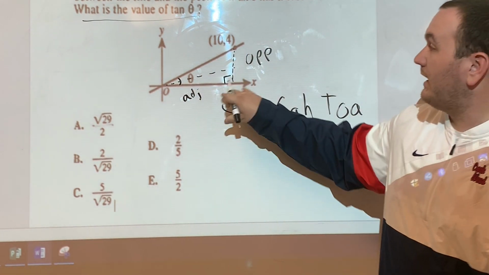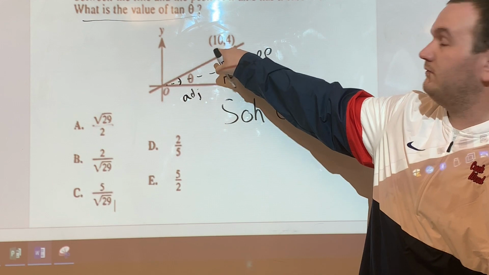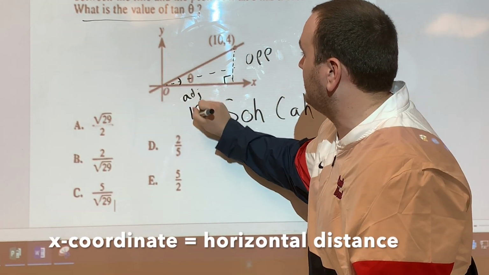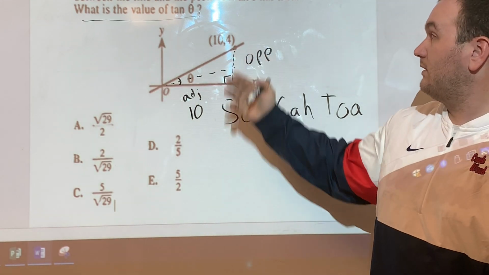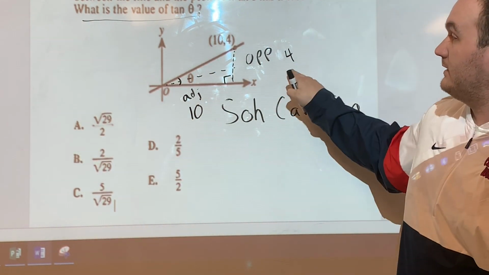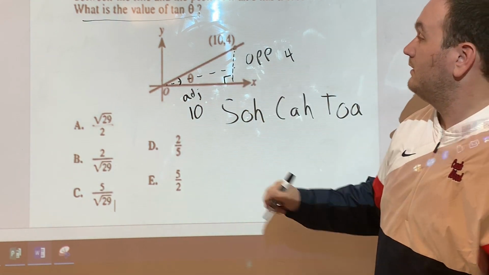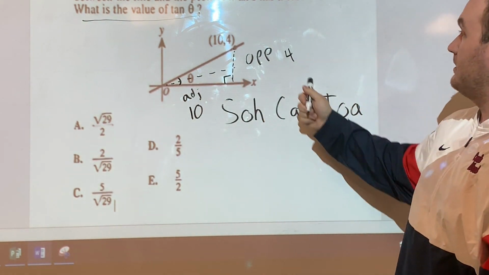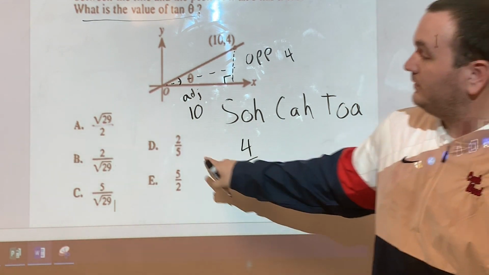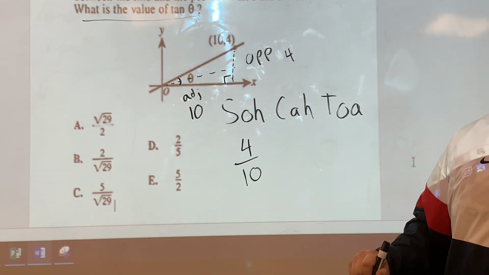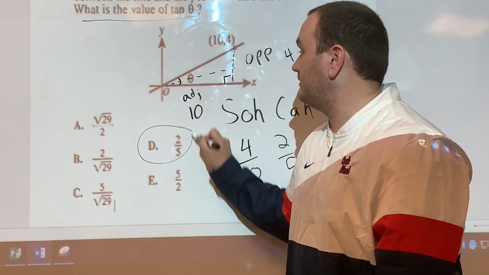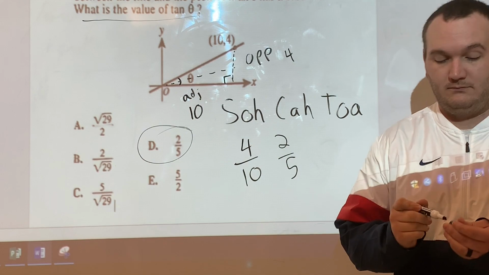Now that I have these labeled, how do I know these distances? Well, 10 represents the x-coordinate. So it's from left to right. So this distance will be 10. 4 represents our y-coordinate, so it is 4 units up. So this distance is 4. So then we get opposite, which comes first, so we get 4 over 10. Now, you see that that's not a choice. We can simplify that to 2 over 5. Our correct answer is D.